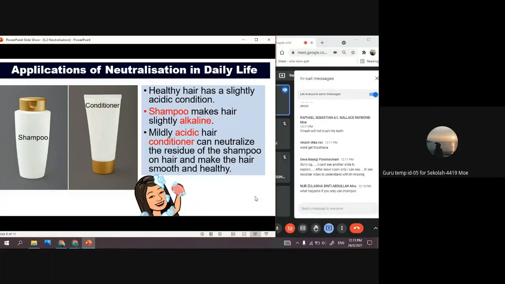What happens if you only use shampoo? Tak ada apa pun sebenarnya yang berlaku, tapi untuk bagi rambut tu lagi sihat, better guna hair conditioner after that. Kalau guna shampoo je pun tak apa.